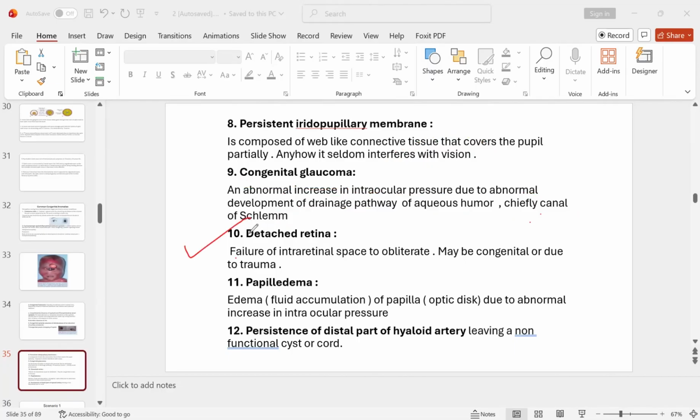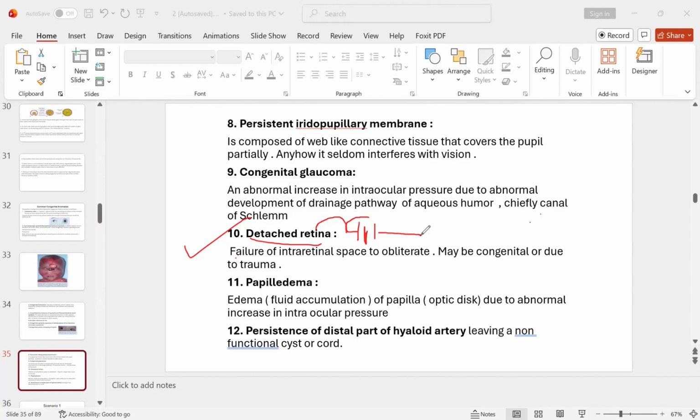So now let's move to detached retina. Detached retina means that the two layers of the retina, the inner and the outer one, are not attached to each other and there is a space present between the two layers. So if the space is present between the two layers, then the signals from the inner layer are unable to be transferred to the brain. So if the signals are not transferred to the brain, then there is loss of vision. So this condition needs to be treated as early as possible. Otherwise, this will result in permanent loss of vision.